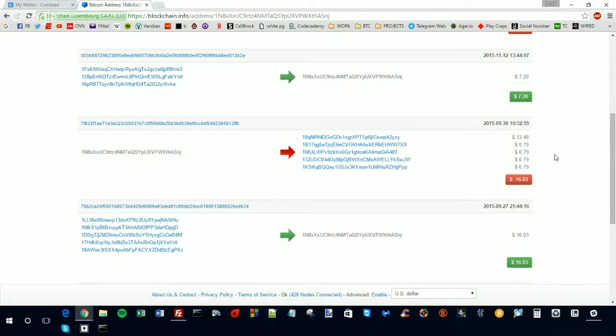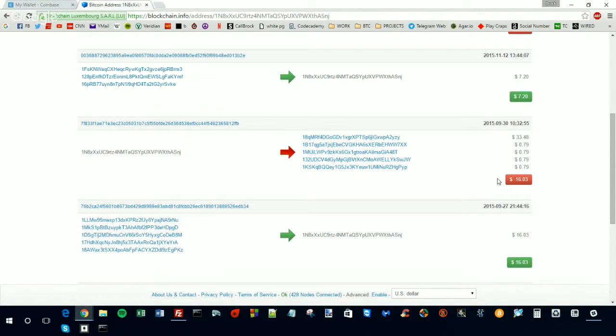But sorry, can you say that one more time? So, you know, it says $33.48, but under it in red it says minus 16. That doesn't match. So what I think is going on is that the 3348 is the total that was received on that transaction to that wallet, but only 16 of it came from this wallet.